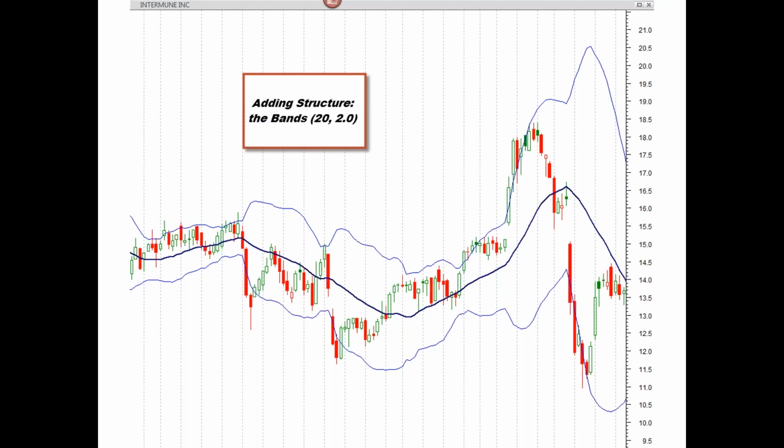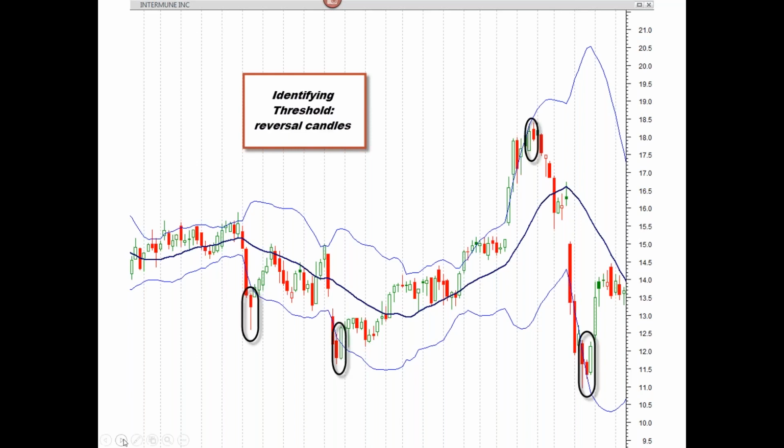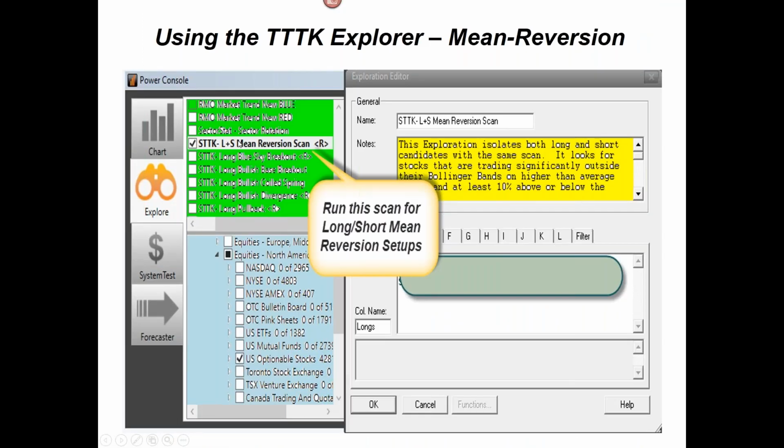And so that's kind of the gist of the mean reversion system. Let's look at how to find these setups using the Trend Trading Toolkit. So very simple. You would simply select the long-short mean reversion scan, and then you would have to decide what you're going to apply this scan to.